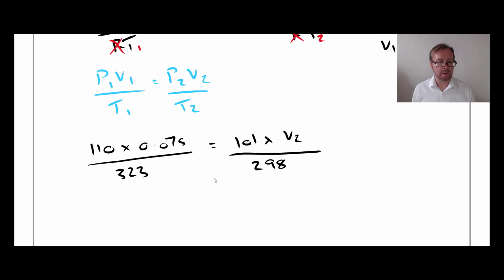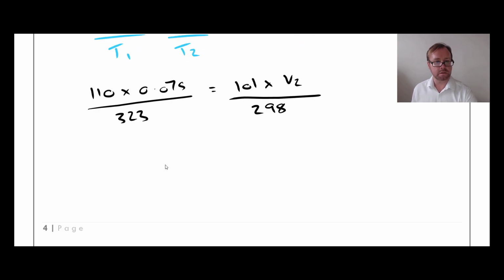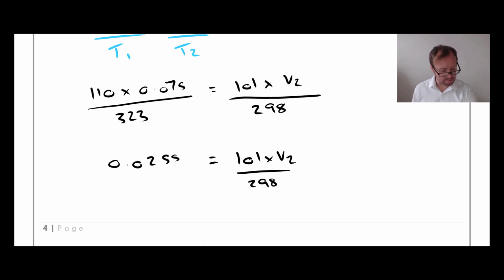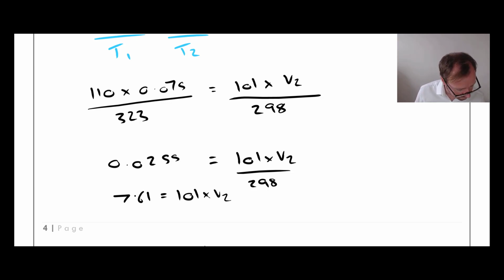Okay, so let's see how you got on. I'll simplify the left hand side to begin with. 110 times 0.075 divided by 323 equals 0.0255, which equals 101 times V2 over 298. So I can multiply this side by 298, which gives me a value of 7.61 equals 101 times V2. Now I can divide by 101, 7.61 divided by 101, which will give me my V2 volume. I'm dividing here because it's times.